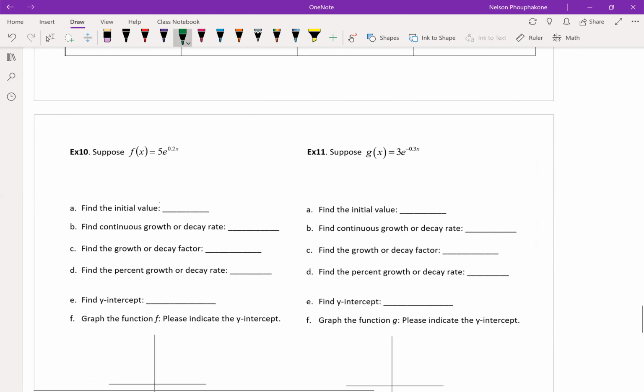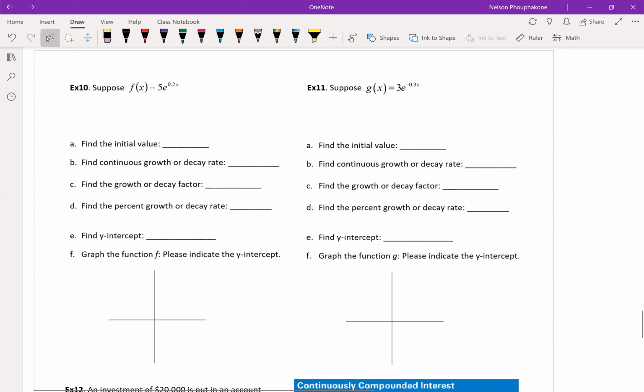Okay, so now I have another example to see how we actually sketch the function. Suppose that we have f of x equal to 5 e to the 0.2x. For this one, I would like to use the vocabulary that we are learning. Remember we have f of x equal to a times b to the x, equal to a times 1 plus r raised to the power of x, equal to a times e to the kx, right?